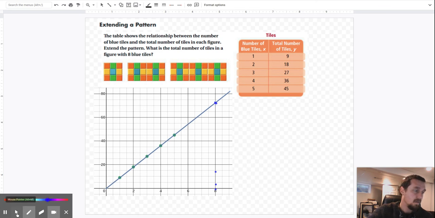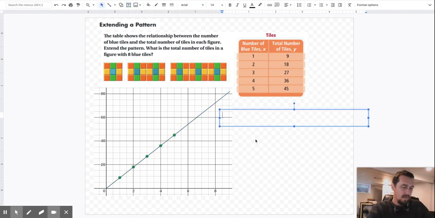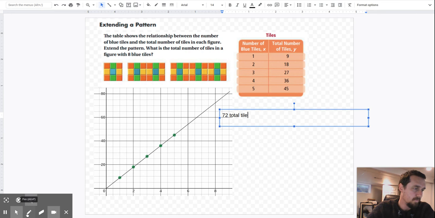So extending my graph has led me to the, well, my line disappeared, or my dot disappeared. That was weird. I don't know why that happened. That I would get 72 total tiles. Or for an x of 8, my y value on this line is 72. I'll just put this in here again, and hopefully it stays this time.